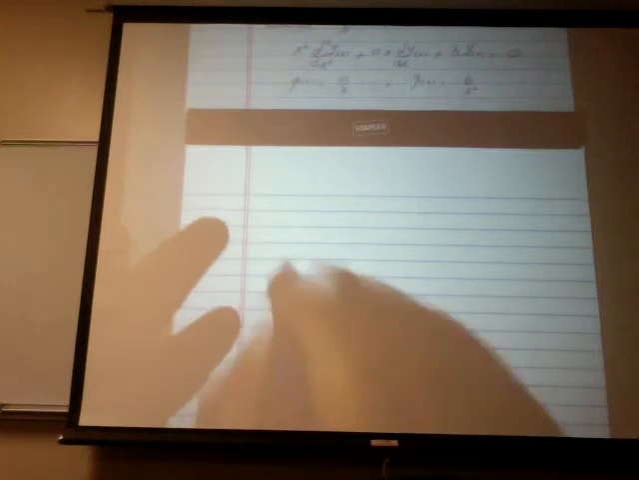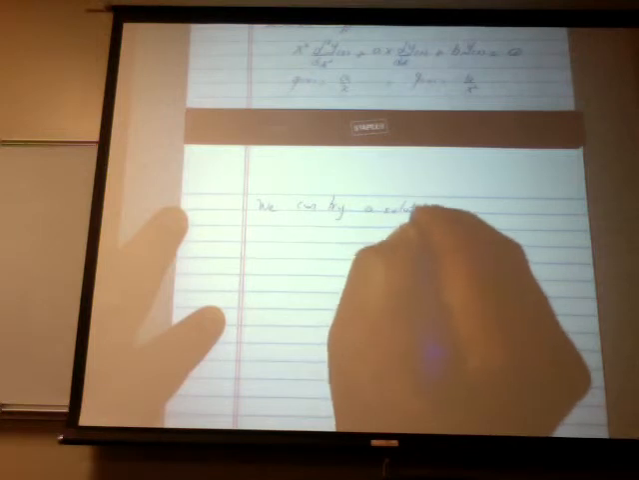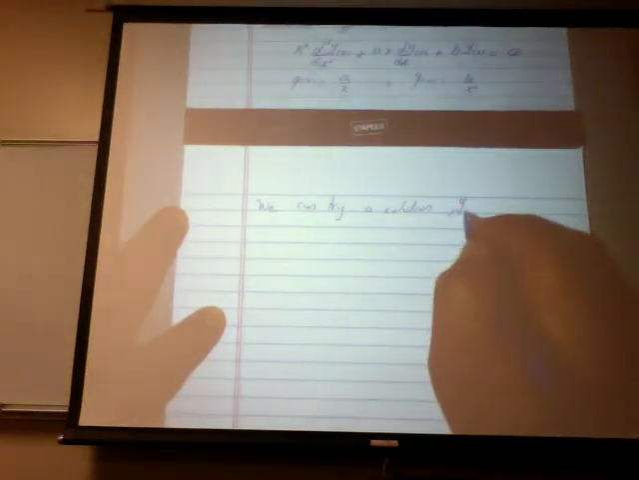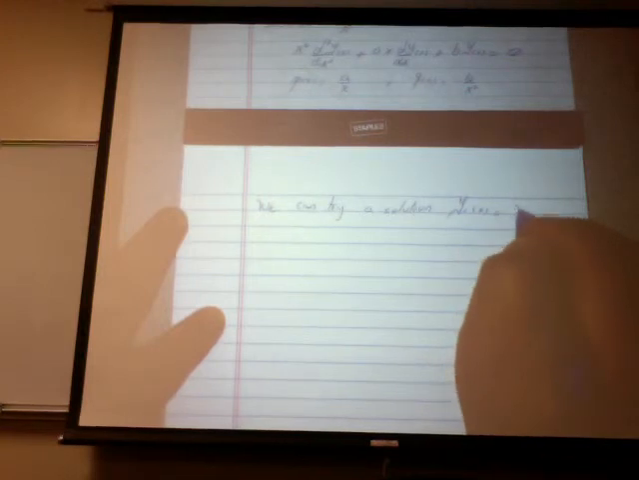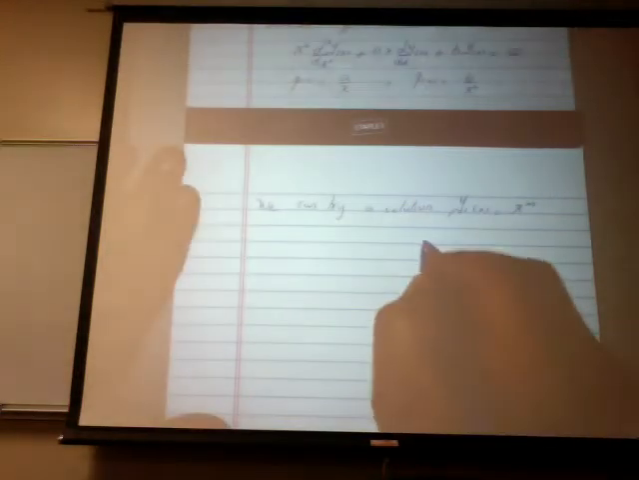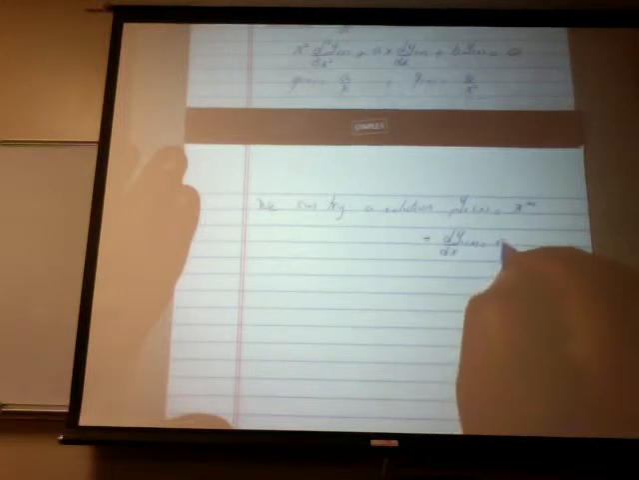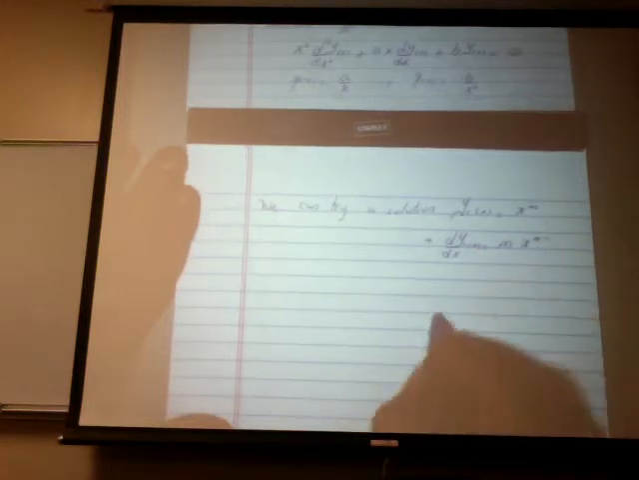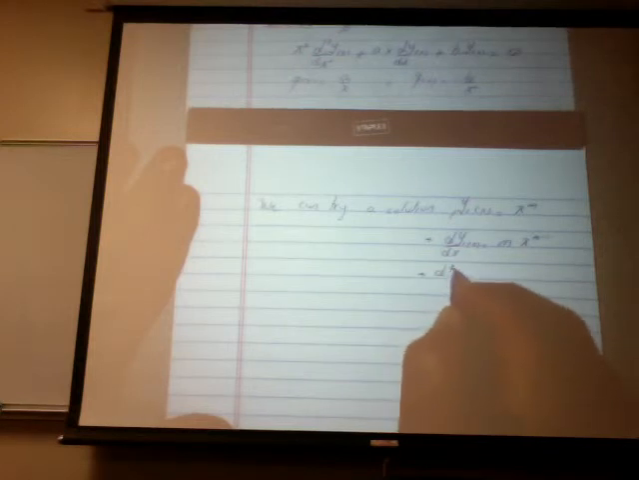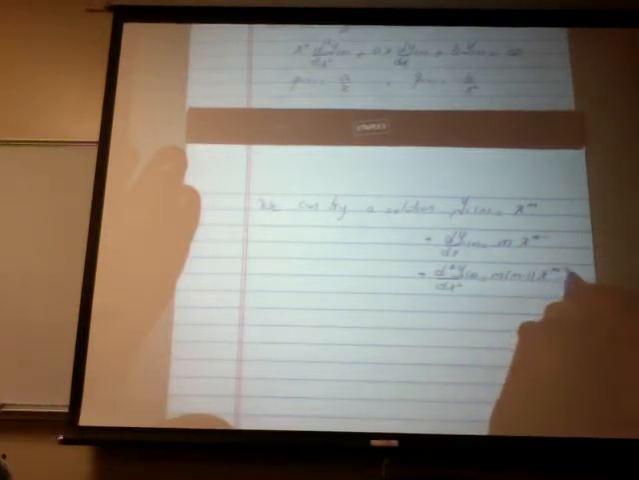In this case, we can try a solution y1 of x equal to x to the m. We don't know what m is, but we can try that. And if that's the case, dy1 dx is equal to m times x to the m minus 1. And the second derivative of y1, d squared y1 over dx squared, is equal to m times m minus 1 times x to the m minus 2.